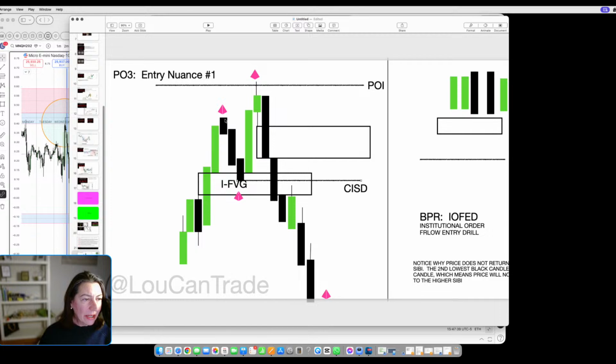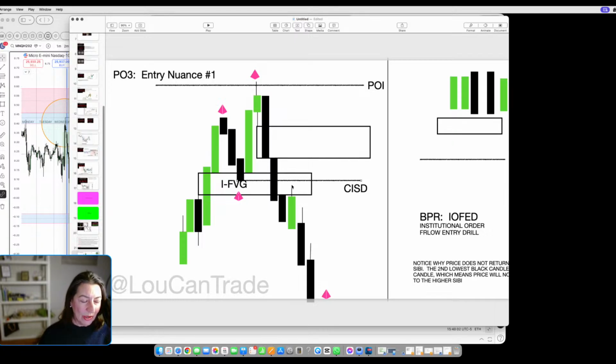So in this particular case, we have three black down closed candles. That at the bottom is our change in the state of delivery. And we have our beautiful inverted fair value gap. And we have this candle that comes up. So price is moving down with displacement, with force, with vigor. And then this green candle comes in and wicks, and we go, great, that's our entry.